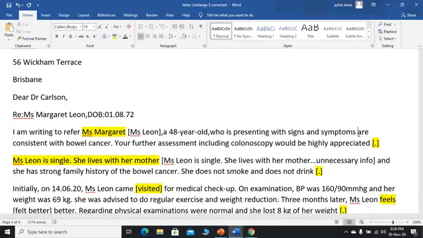So here preposition is missing. We have put that they are consistent with bowel cancer. A further assessment including colonoscopy would be highly appreciated. No punctuation has been given here, so we have put a full stop.